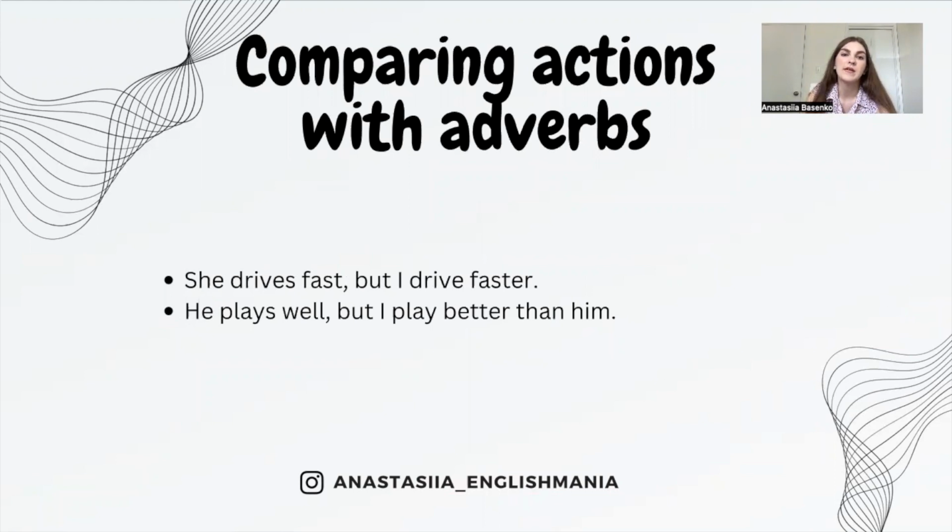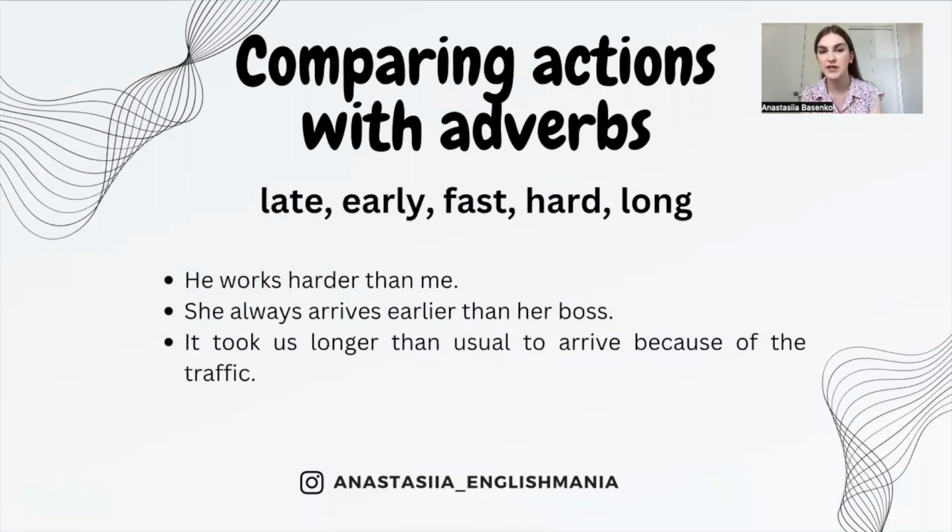When we compare actions with adverbs, we can use the same endings, er in the comparative form and est in the superlative. But we can use them only if the adverb has the same form as the adjective, like fast. She drives fast, but I drive faster. He plays well, but I play better than him. This adverb has the same form as the adjective.